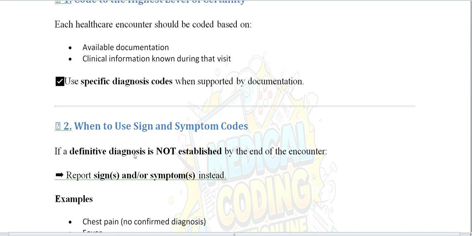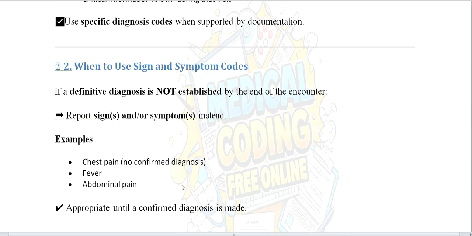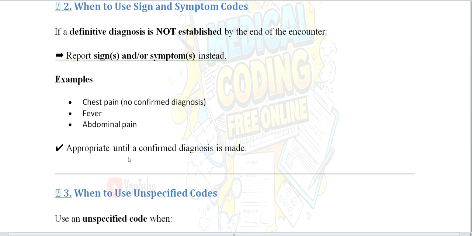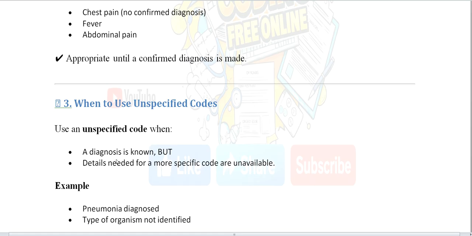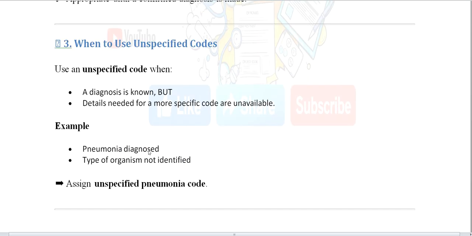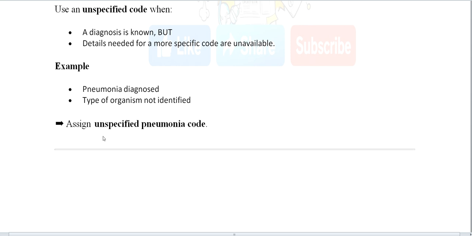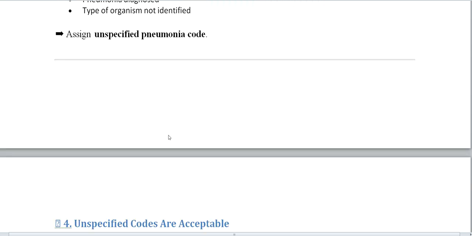When to use signs and symptom codes: if a definitive diagnosis is not established by the end of the encounter, report signs and symptoms instead. For example, chest pain not confirmed as a diagnosis, fever, abdominal pain are appropriate until the confirmed diagnosis is made. When to use unspecified codes: use an unspecified code when a diagnosis is known, but details needed for a more specific code are unavailable. Example: pneumonia is diagnosed, the type of organism is not identified. So assign the unspecified pneumonia code.